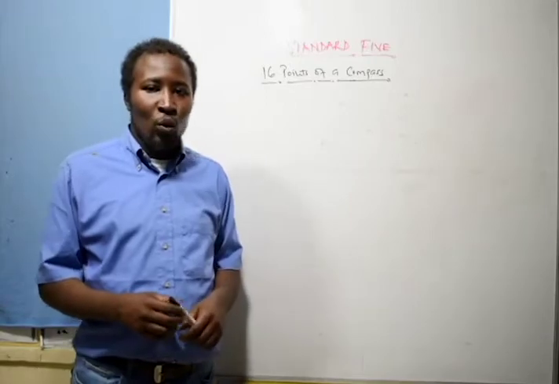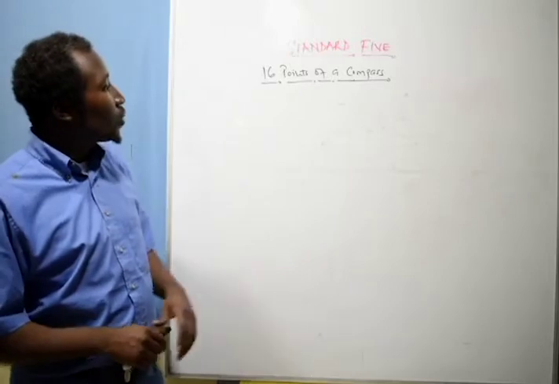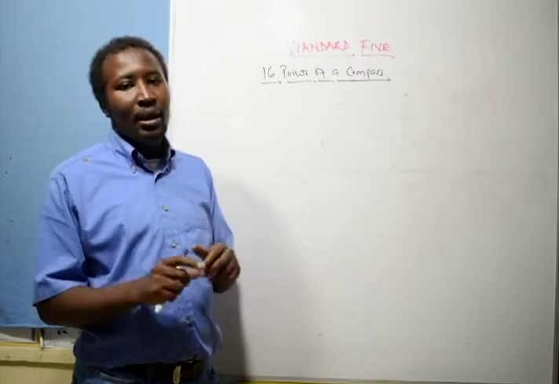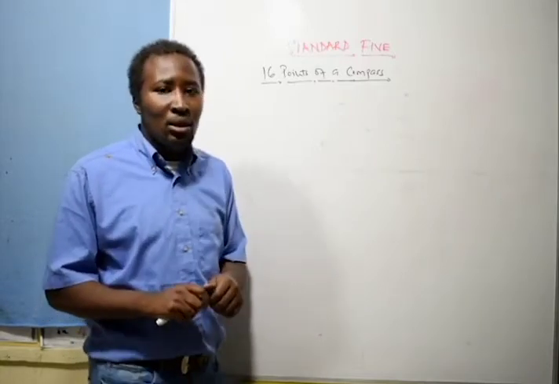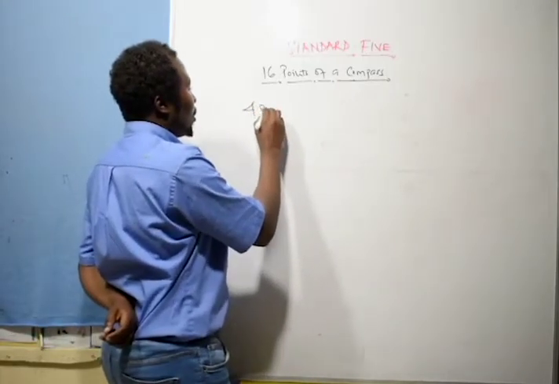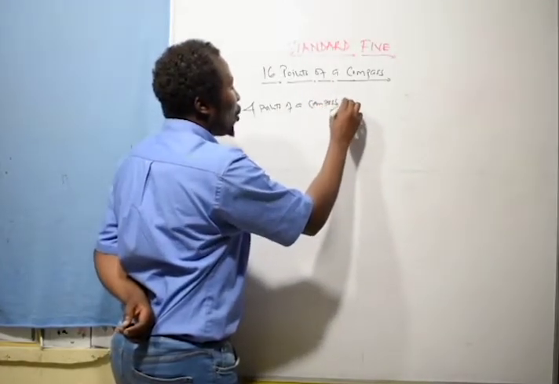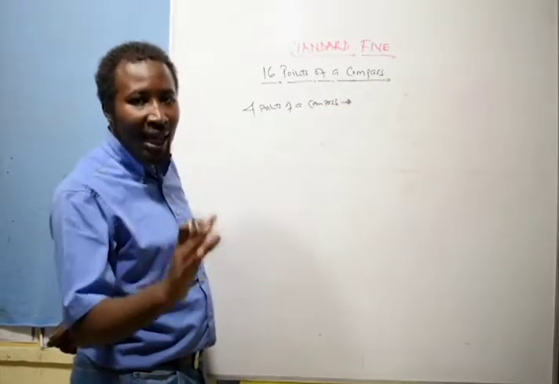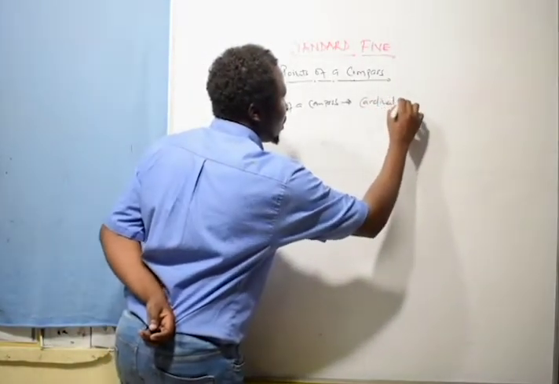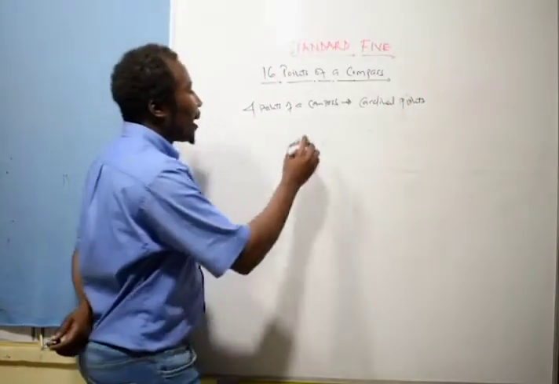Hello children, welcome to Social Studies, Class 5. Now, we are talking about a subtopic known as the 16 points of a compass. In Class 4, you talked about the 4 points of a compass, which are also known as the cardinal points.